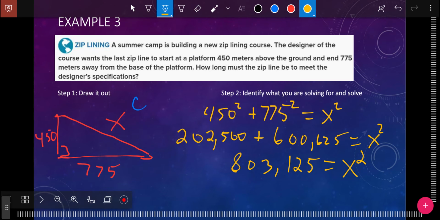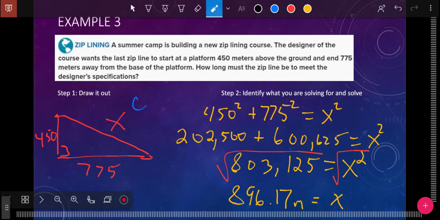Is that the answer? No, I have to get rid of the squared. To get rid of the squared, I have to do the square root. And so my answer is the zip line must be a little more than 896 meters, 896.17 meters. All right. If you just said 896 on the test, I would probably be okay with it.